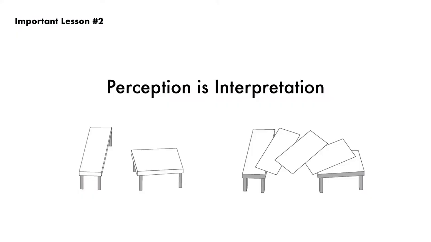Well, this actually leads up to my second important lesson, which is that perception is interpretation. This is basically a fancy way of saying that everything we see is very subjective. The image below is a famous drawing called Shepard's Table, and is an example of how we interpret things differently, even from basic geometric shapes. Just as an indicator, these two tables are exactly the same size and shape, it's just oriented differently.